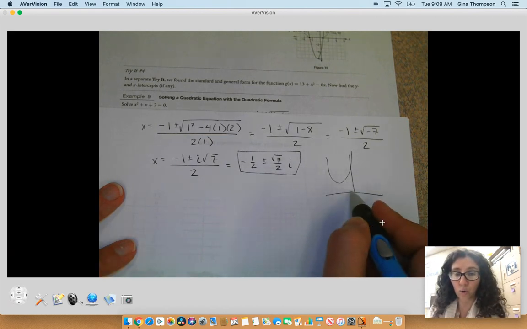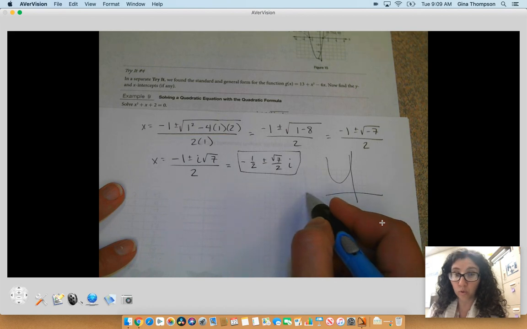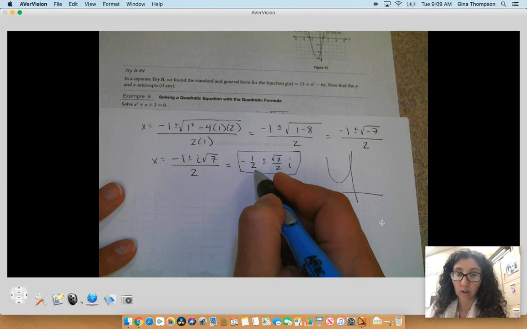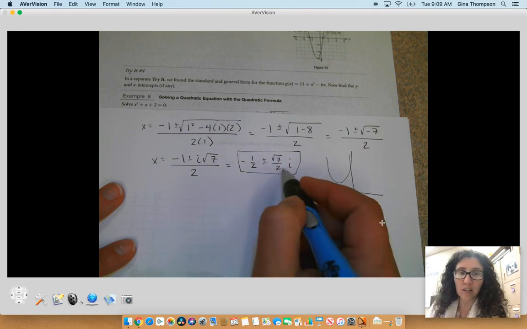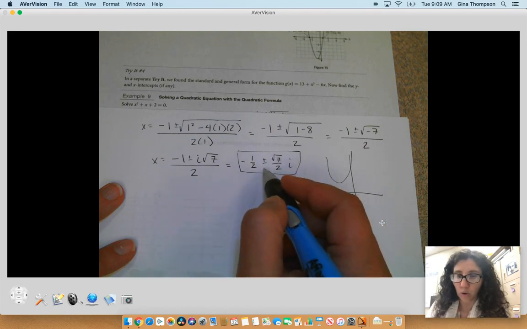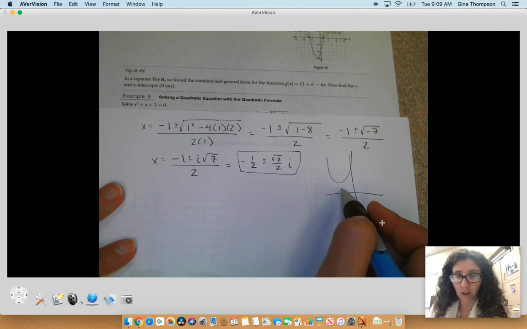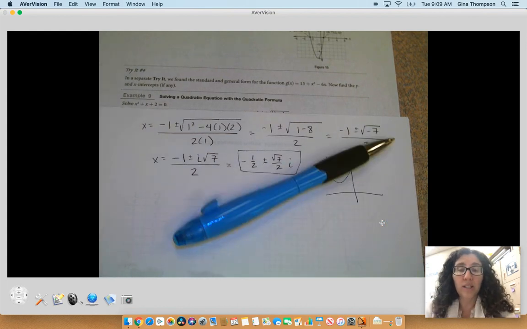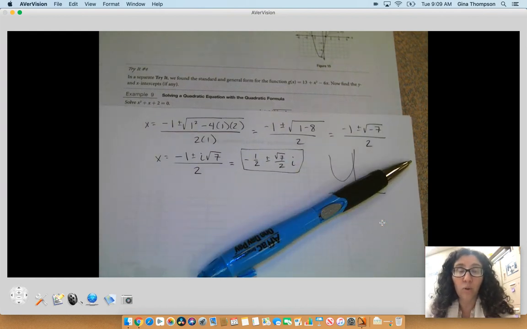It has no real roots. It has complex roots. It has imaginary roots. There's not an easy standard way to relate this to the graph. What it does mean is it does not cross the x-axis. So those are some examples of solving quadratics where we get 2 roots, 2 irrational roots, and here we got 2 imaginary roots. So 0 real roots.